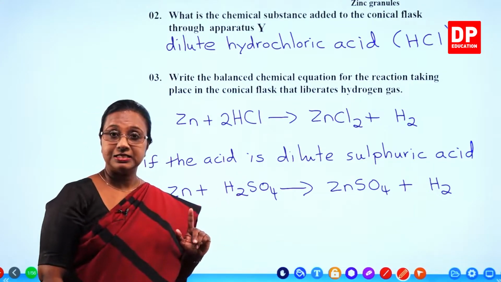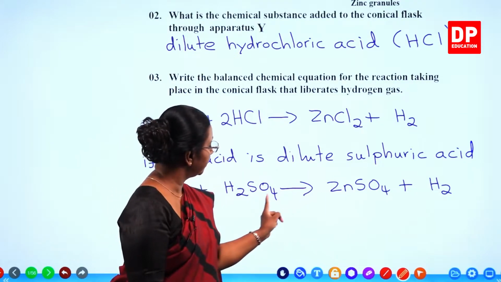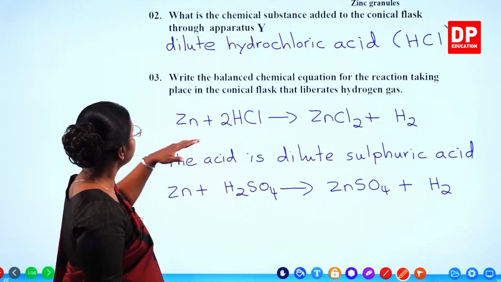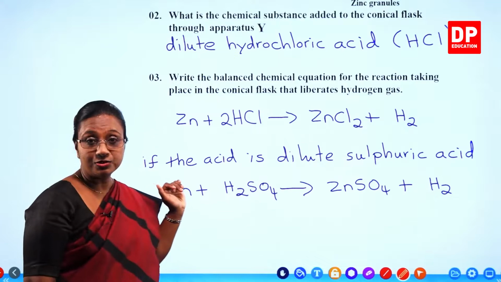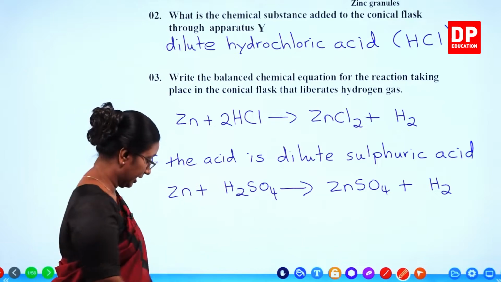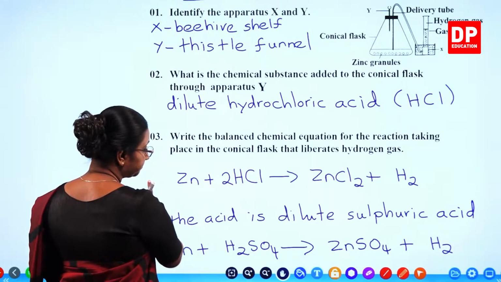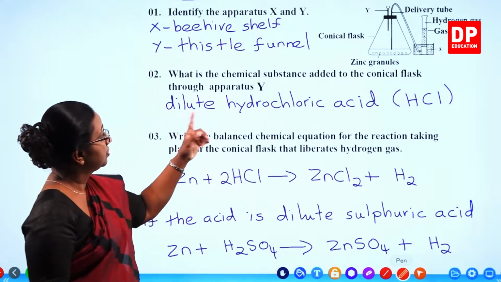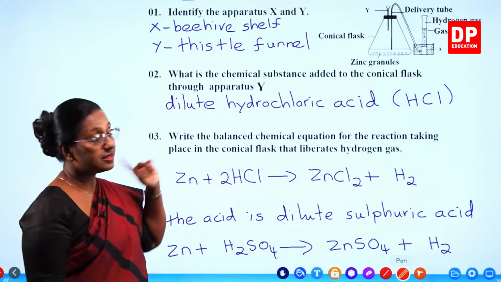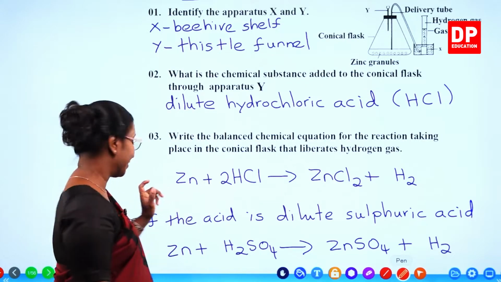So, is it balanced? Zinc, H2, sulfur, O4. So, it is a balanced chemical equation. So, if you write the acid as dilute sulfuric acid, you will give this equation. Otherwise, what we have written here is correct. So, I am sure students, you were able to answer these correctly. So, we identified the 2 glasswares, beehive shelf and the thistle funnel. Then the acid is dilute hydrochloric acid and the reaction. I'll move on to the next part of the question.